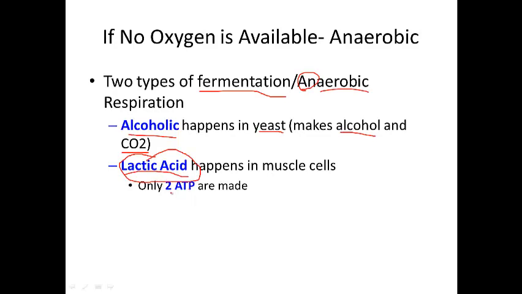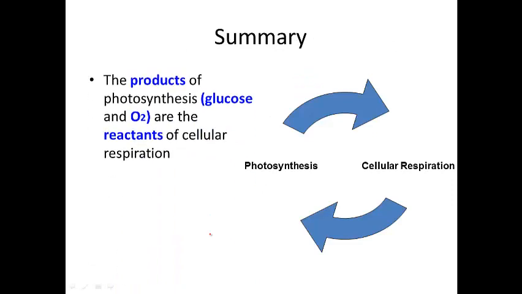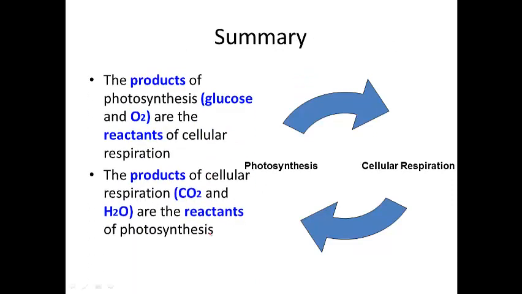This doesn't make too much energy, only 2 ATP, whereas in cellular respiration, 36 ATP are made. So it's much better to have oxygen than to not have oxygen. So to summarize photosynthesis and cellular respiration, we're going to use some of these fancy terms that we went over, products and reactants. Basically, what you need to know about these two is that what one process makes, the other uses. So let's look at that.